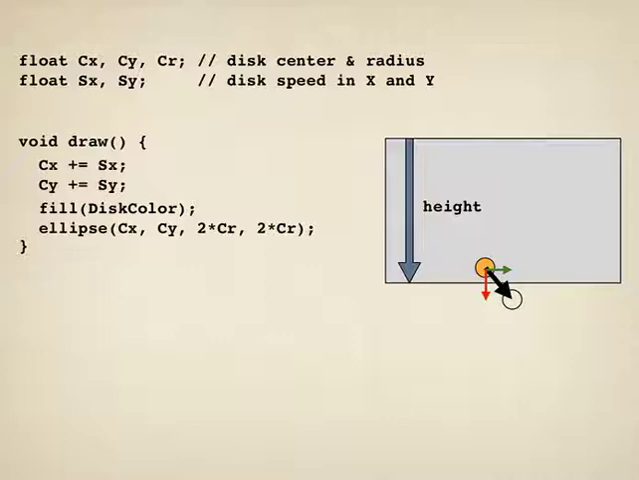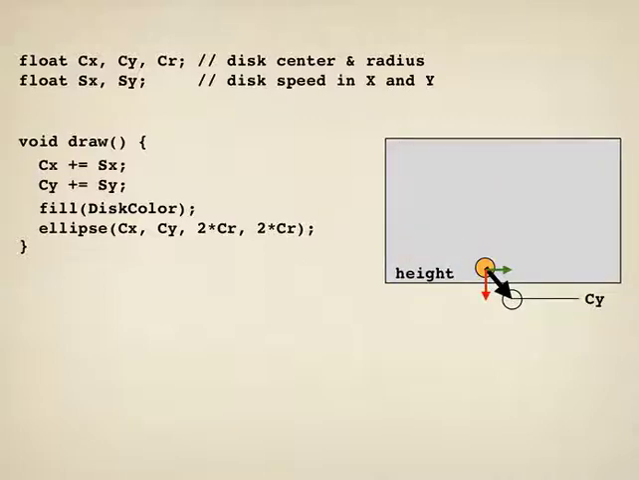Where is the ball now? Well, after we add SY to CY, the ball is below the bottom of the screen. In other words, CY is now greater than height. Well, that's the trick. That's what we're going to test for.